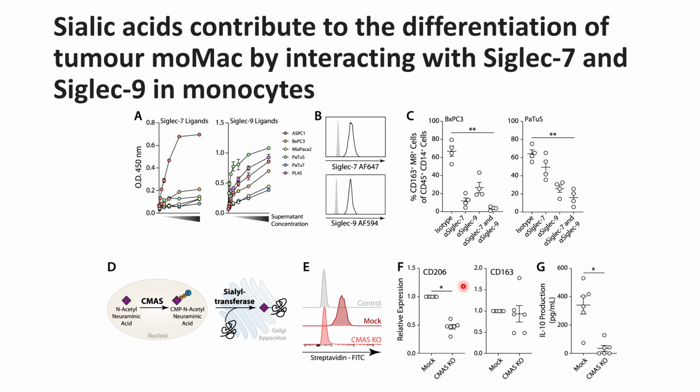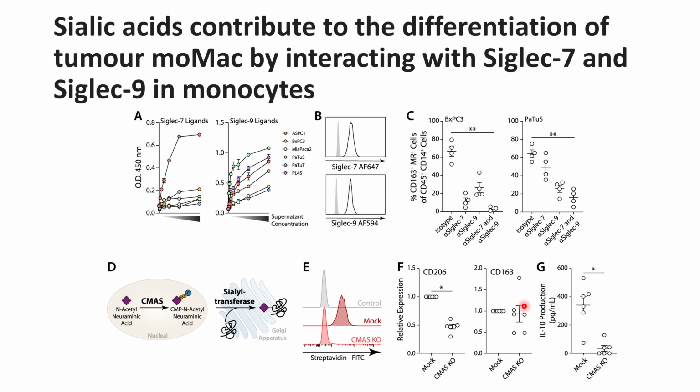And when they checked for the CD163 and CD206 markers, they can see that there is some reduction in the CD206 and IL-10, whereas the CD163 formation is not reduced.